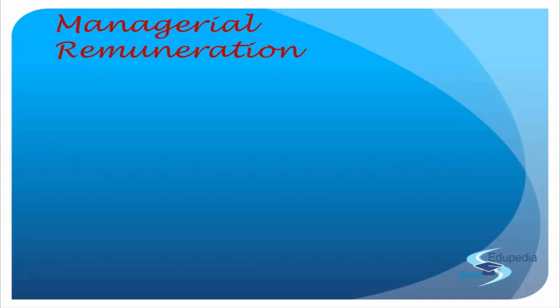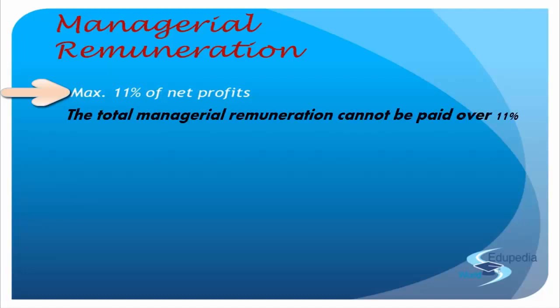Okay? So when we start with managerial remuneration, the first is the number 11 that you need to remember. Right? Because again, this 11 has to be linked from different zones. So what this section 197 specifically says is that the total managerial remuneration that a company pays to its managerial personnel, whatever be the permutation combination, cannot be paid over 11%. That is one plain statement, right?